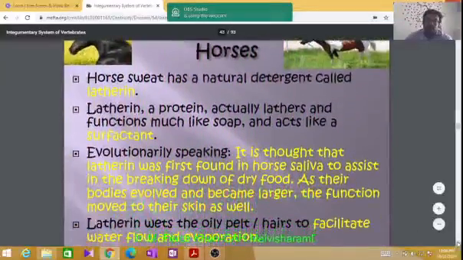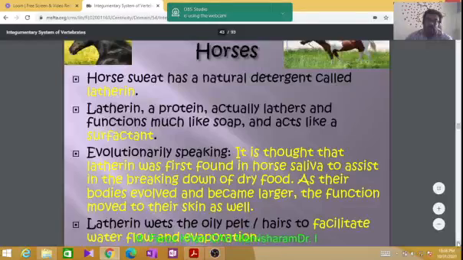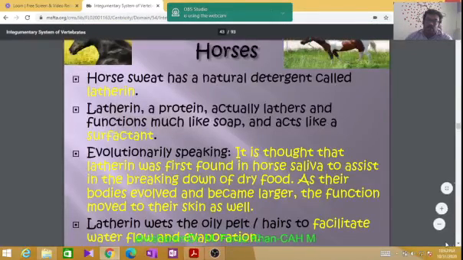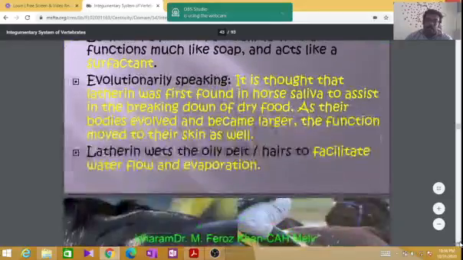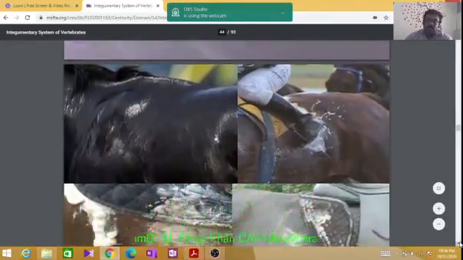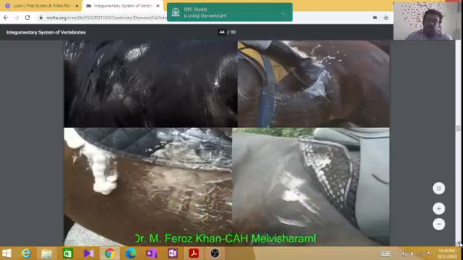What about horses? Horse sweat has a natural detergent called latherin. Latherin protein lathers and acts like a surfactant. Evolutionarily speaking, it is thought that latherin was first found in horse saliva to assist in the breaking down of dry food. But as the body evolved and became large, the function moved to the skin as well. Lathering beads, oiled blood hairs facilitate water flow and evaporation. See, this is the sweat of the horse.